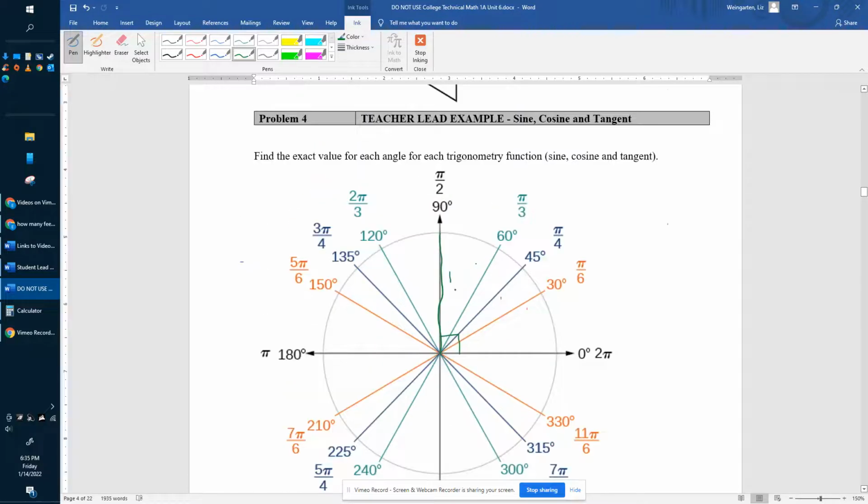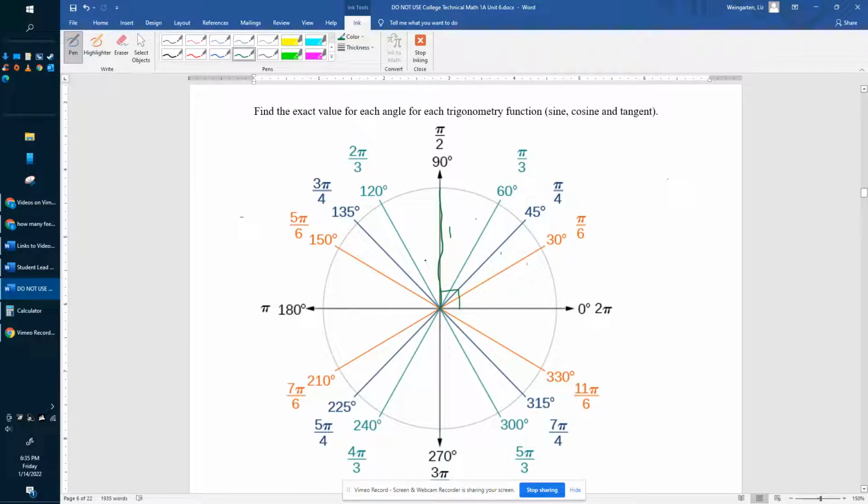So let's look here. Sine of 90 degrees is equal to y over 1. So what's our length y? How far is that? That's length 1, 1 over 1. So sine of 90 degrees is 1. How about cosine? Cosine is x over 1. Well, x is 0, so it's 0 over 1, which is 0.